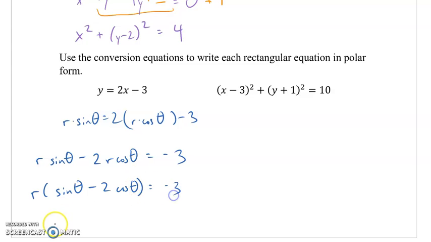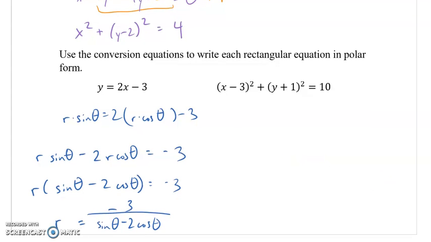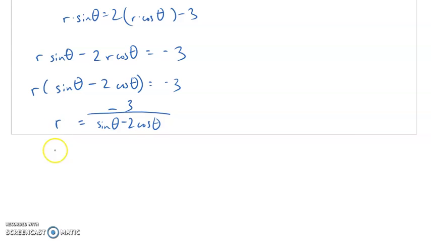And then to isolate r, we just divide by the thing we're multiplying by r. So that's going to be negative 3 over sine of theta minus 2 cosine of theta. And that's a fairly complicated looking equation compared to this y equals mx plus b sort of thing. So we can see that lines lend themselves nicely to rectangular form, whereas circles might be a little nicer in polar form.